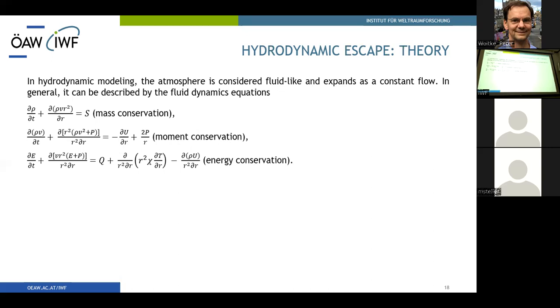Hydrodynamical theory considers such outflow by solving the fluid dynamics equations, which consist essentially of the mass conservation, momentum conservation, and energy conservation equations, where the important parameters are: here's the source, which is typically taken to be 0, which assumes that there are no leaks or replenishment from the hydrodynamic atmospheres. Then it is the gravitational potential, which can be solely the gravitational potential of the planet, or can also account for the tidal forces of the host star. The thermal pressure and the energy of the particles, which is the sum of kinetic and thermal energies. And finally, parameter Q here is the sum of all heating and cooling processes.